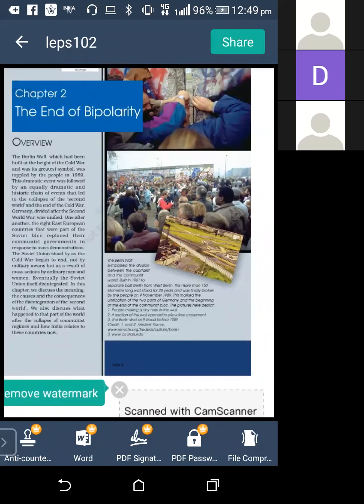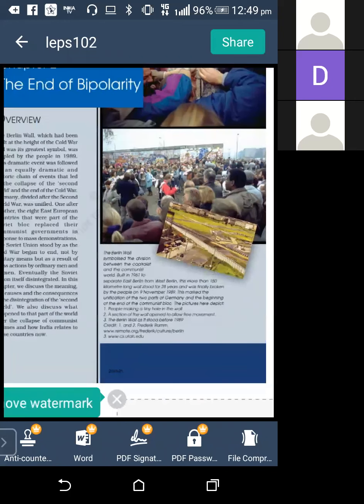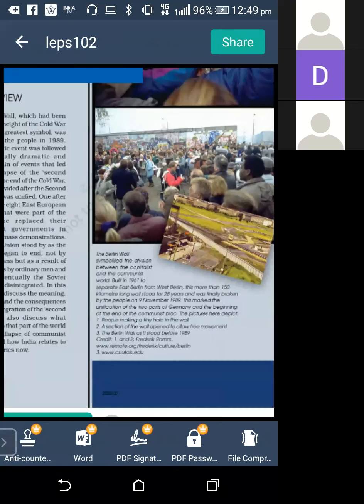And if you read, let me tell you that you will feel interested to know what the Berlin Wall was. Berlin Wall symbolized the division between the capitalist and the communist world, built in 1961 to separate East Berlin from West Berlin. There were two types of Berlin: East Berlin and West Berlin. East Berlin under the USSR, West Berlin under, that is basically, the Western part. This Berlin Wall was more than 150 kilometers long. The wall stood 28 years. Is wall ne do German ko alag karke rakha, East Germany and West Germany.